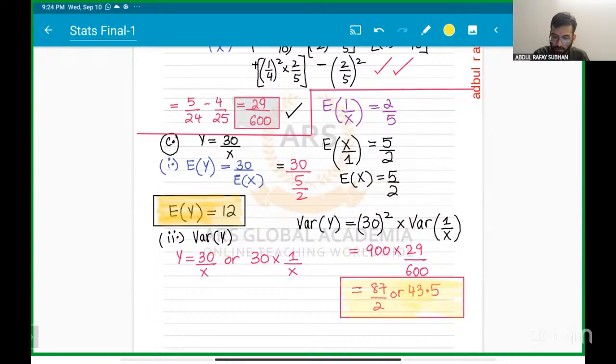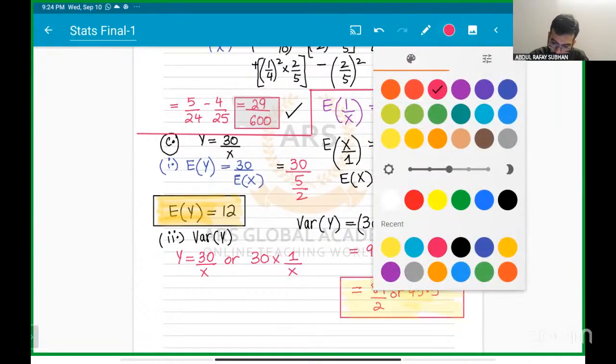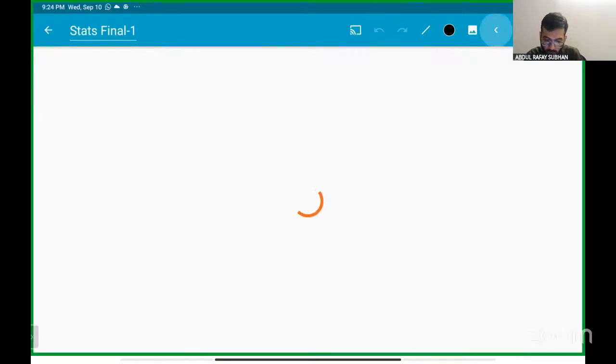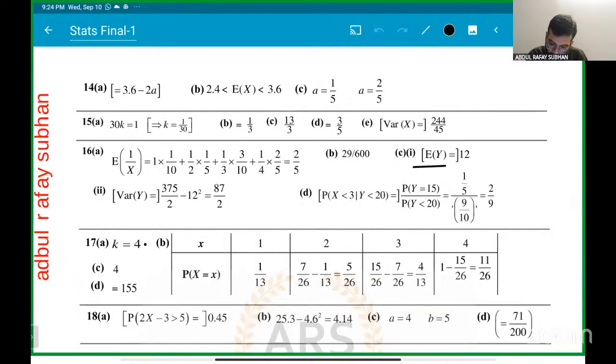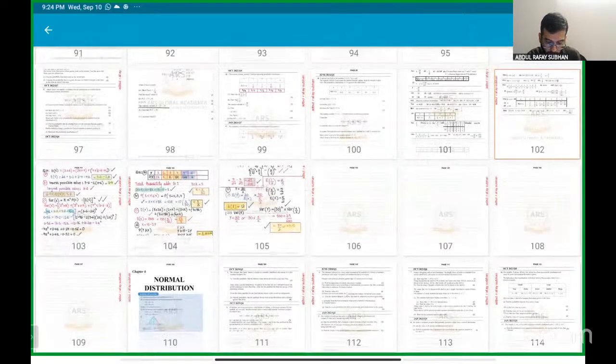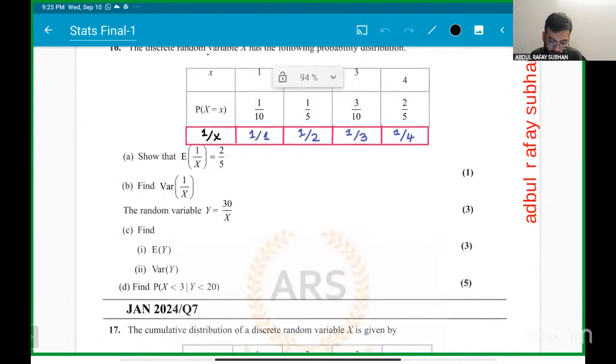Are they correct? So if we have done this, 12, 1 mark for this, 1 mark for applying the variance formula correctly, and 1 mark for the 87 over 2 or 43.5. Let's check the answers. E(Y) is 12, variance is 87 over 2. Everyone can see, I hope, 87 over 2 in the marking scheme and 12 as the mean as well, which brings us to the last part, part D. Let's focus on that. Is everyone on the same page?